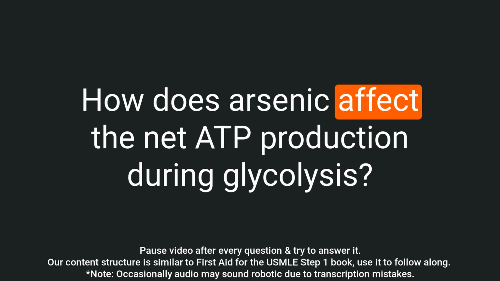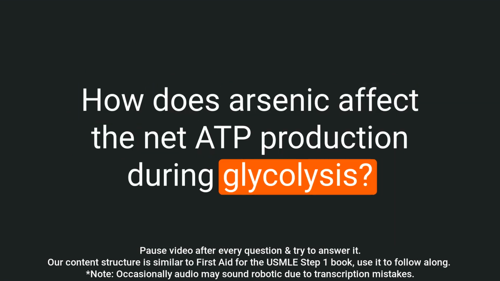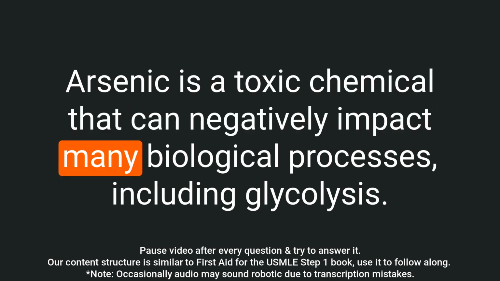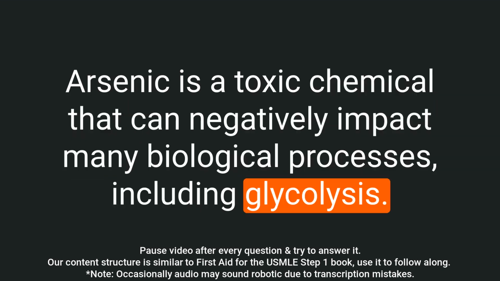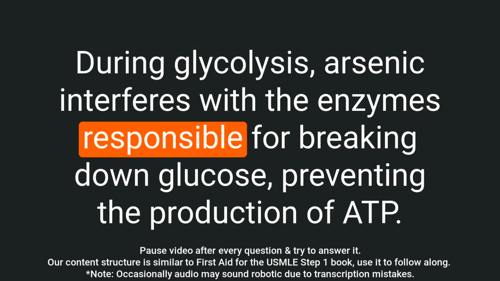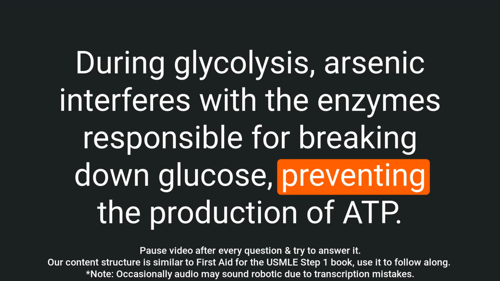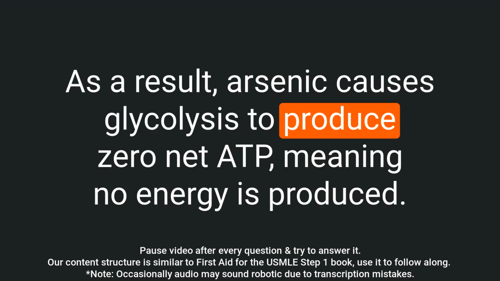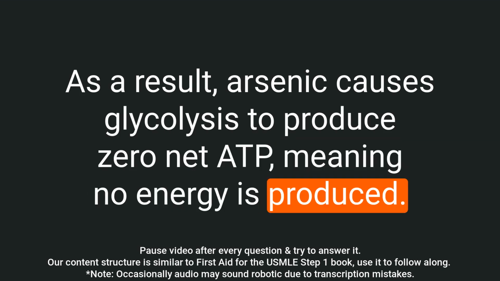Question: how does arsenic affect the net ATP production during glycolysis? Answer: arsenic is a toxic chemical that can negatively impact many biological processes, including glycolysis. During glycolysis, arsenic interferes with the enzymes responsible for breaking down glucose, preventing the production of ATP. As a result, arsenic causes glycolysis to produce 0 net ATP, meaning no energy is produced.